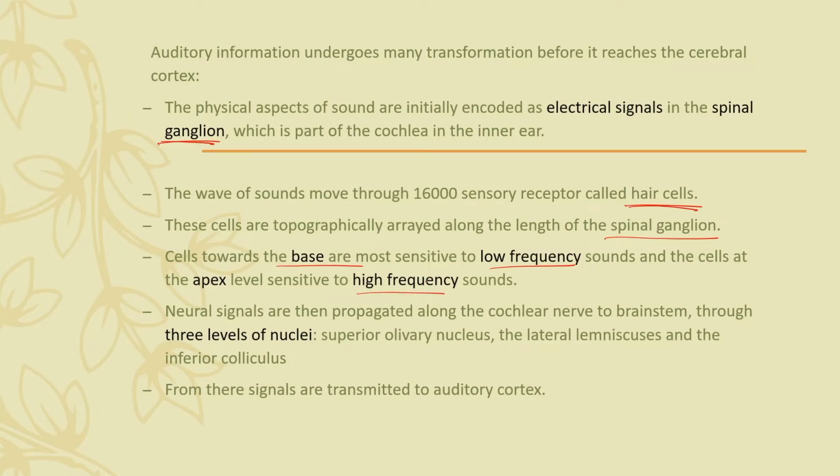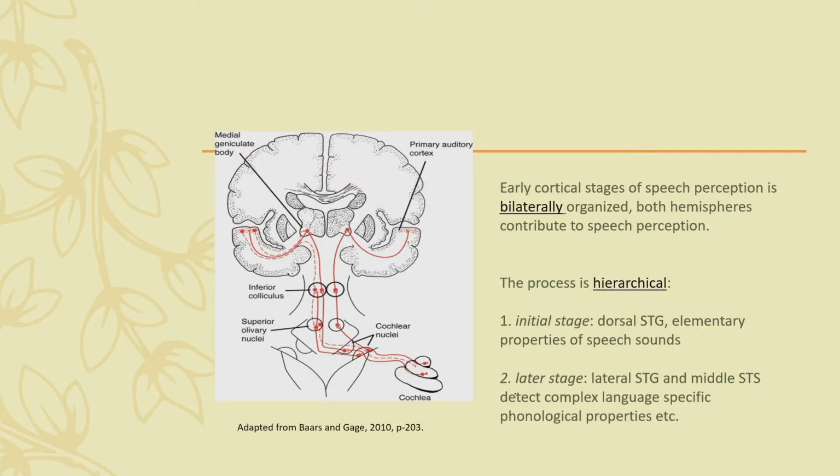So, that is how the hair cells are organized in the spinal ganglion, and neural signals are then propagated along the nerve to the brain stem through 3 levels of nuclei, and then it goes to the auditory cortex to be further processed. So, this is roughly the map showing how it actually happens.